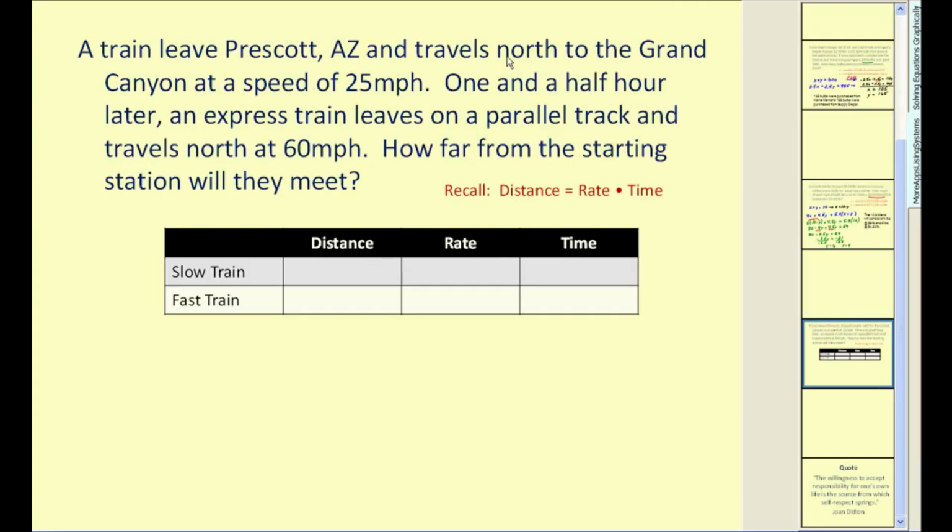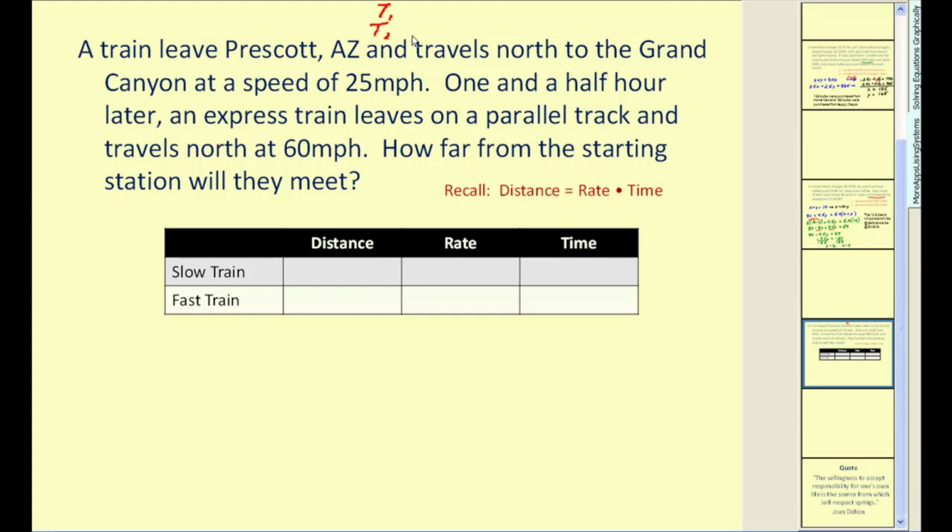A train leaves Prescott, Arizona and travels north through the Grand Canyon at a speed of 25 miles per hour. 1.5 hours later, an express train leaves a parallel track and travels north at 60 miles per hour. How far from the starting station will they meet? So this problem involves the formula distance equals rate times time. So let's go ahead and record what we know in a table.